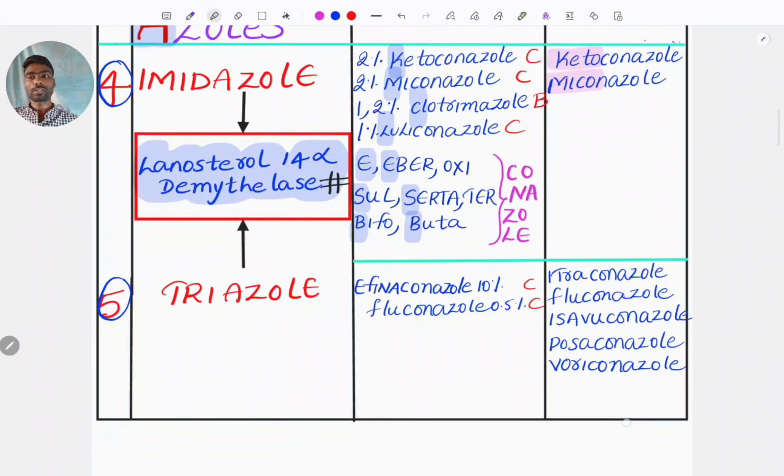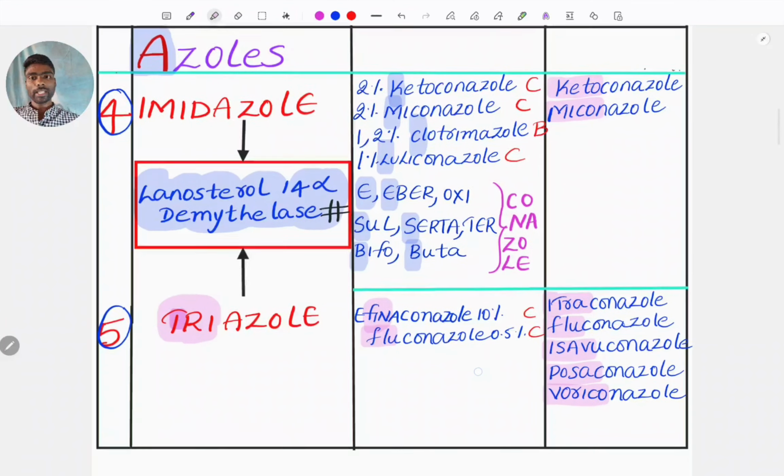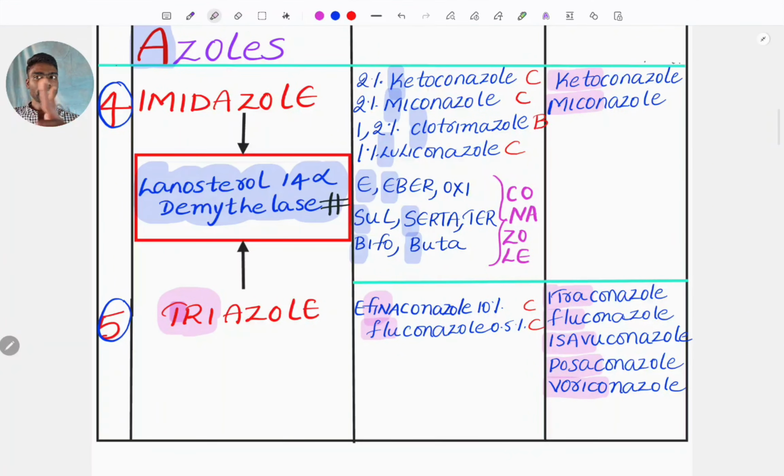Next, coming to triazoles. If you reverse the word tri slightly, it will sound like itra. So first example, remember like this: itraconazole. Other systemic triazoles: fluconazole, isavuconazole, posaconazole, voriconazole. Only 2 topical triazoles are there. What are they? Efinaconazole, not eficonazole. Efinaconazole, fluconazole. Second A acts on second enzyme, lanosterol 14 alpha demethylase.